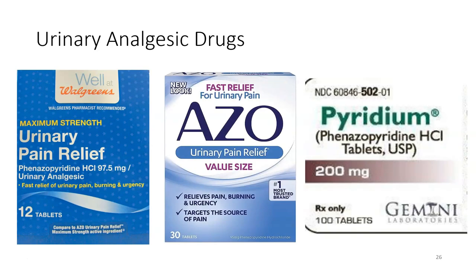Phenazopyridine is well known for turning the urine a red-orange color. Phenazopyridine is the generic name. It's got an indicator, and when the urine gets acidic, it turns pink. So phenazopyridine, sometimes known as Azo urinary pain relief, or prescription strength Pyridium, can turn the urine red-orange.